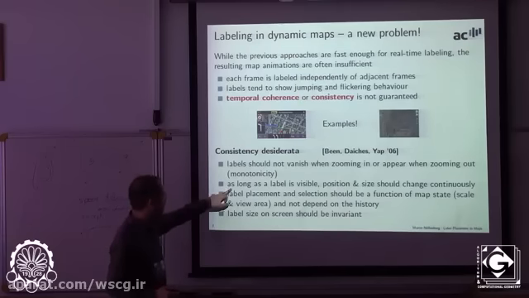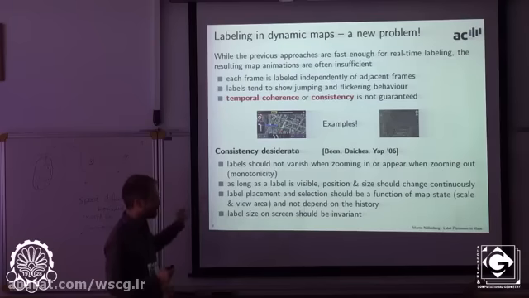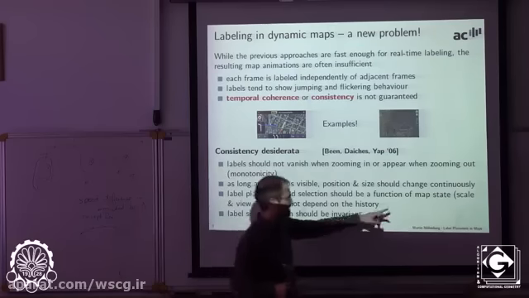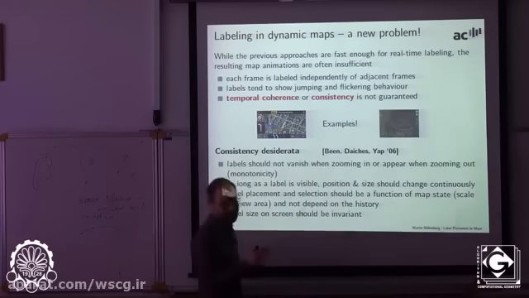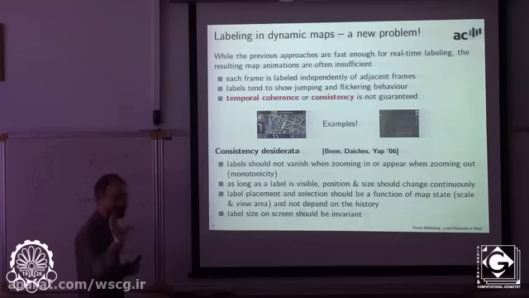Then what they say is that as long as a label is visible on the map, it should not change its position or size non-continuously. So maybe you can scale it or slowly move it, but not jump from the top right position to the bottom left position.